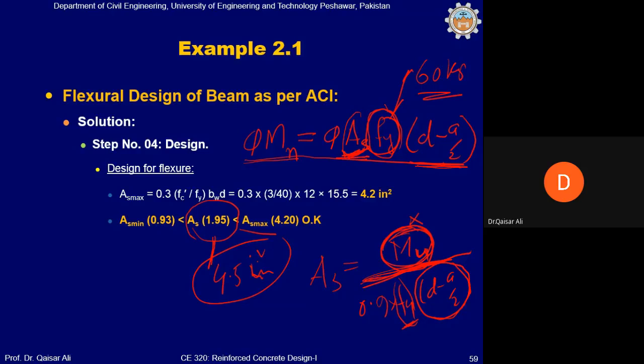There will be situations where changing the depth of the beam may not be possible for certain reasons, but that we will discuss some other time: what can we do if we cannot change the depth of the beam and still satisfy the ACI code criterion that AS shall be less than AS max. This we can do, but we will discuss it some other time. Okay, so with this, now we go ahead.